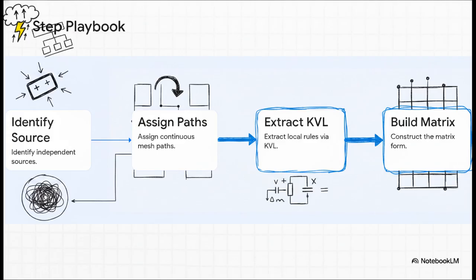So how do we actually pull this shift off? Here's your procedural playbook. It's 4 concrete steps to translate any chaotic circuit into an organized matrix. Phase 1, identify your sources. Phase 2, assign continuous paths. Phase 3, extract local rules using KVL. And finally, Phase 4, construct the matrix form. Stick to these 4 steps and your analysis is going to be bulletproof.